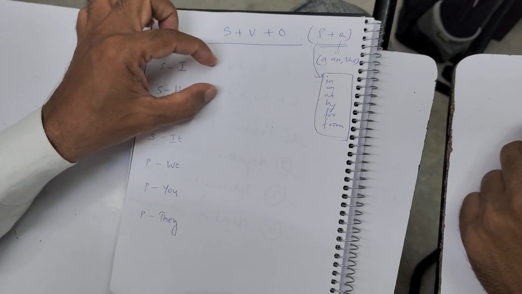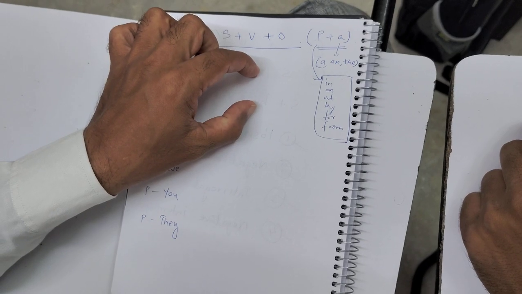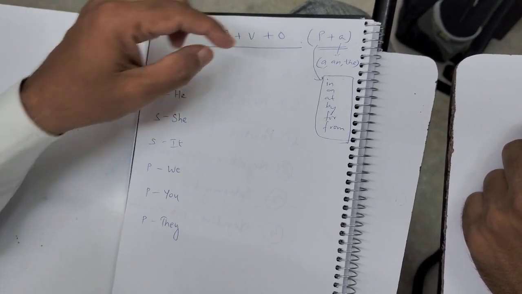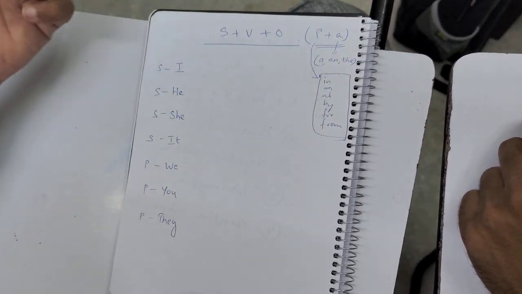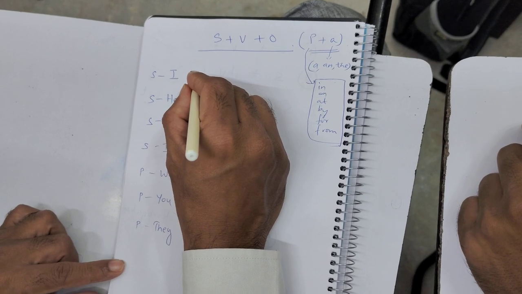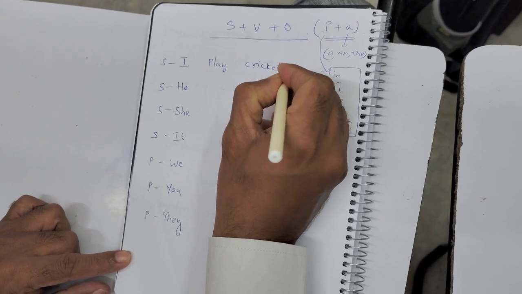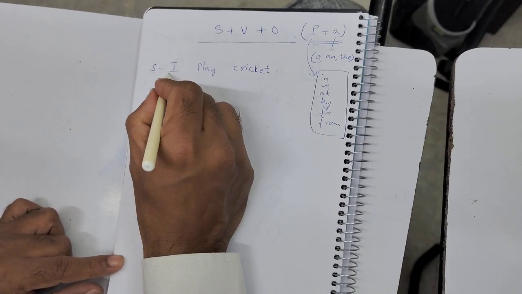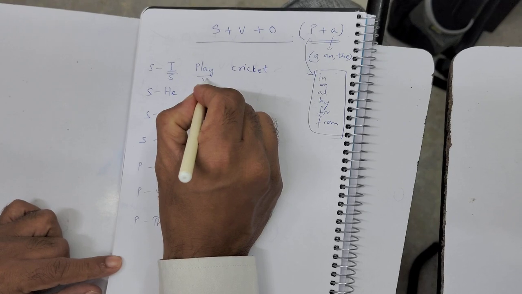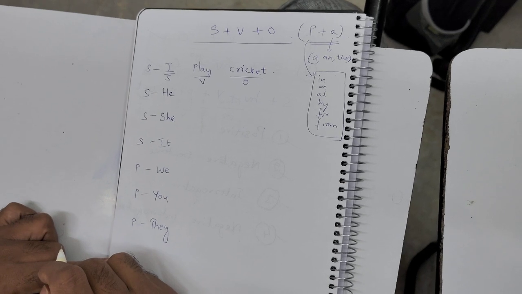Verb. So I have to write a verb here. And then we have to write the object, or in case I want to write preposition or article, if it is applicable, then I'll write. Okay, so shall I write I play cricket? I play cricket. Here I is the subject, play is the verb, and cricket is the object. This is how you make sentences.